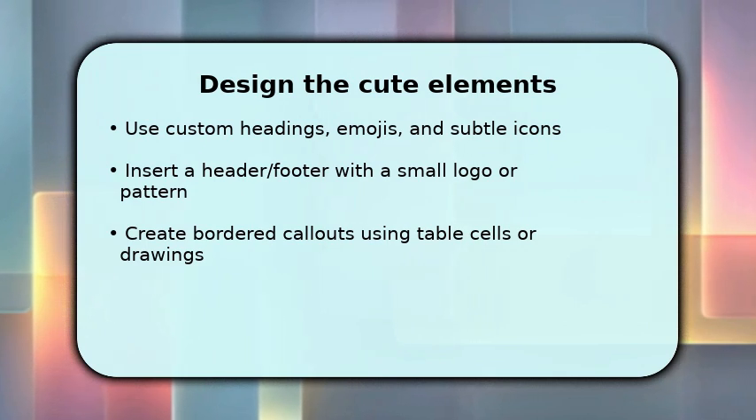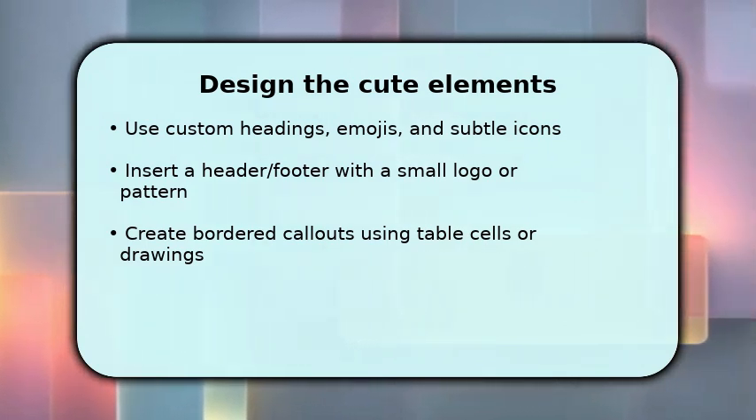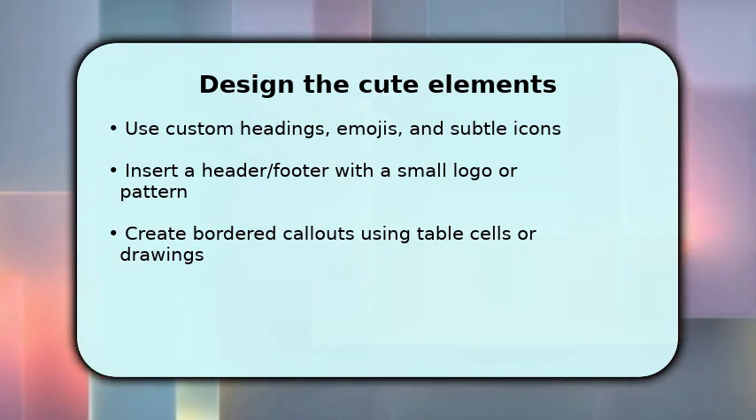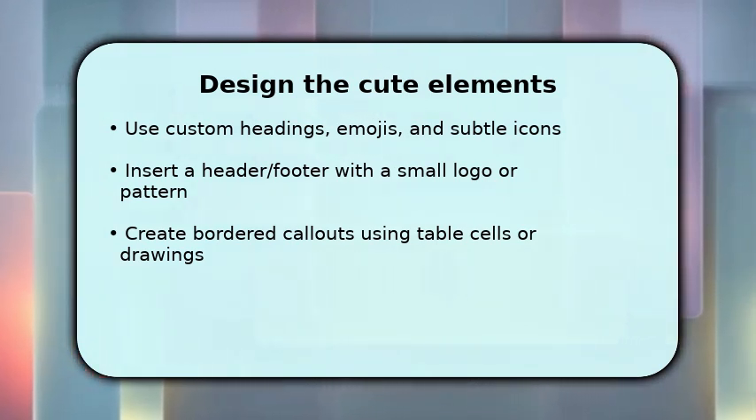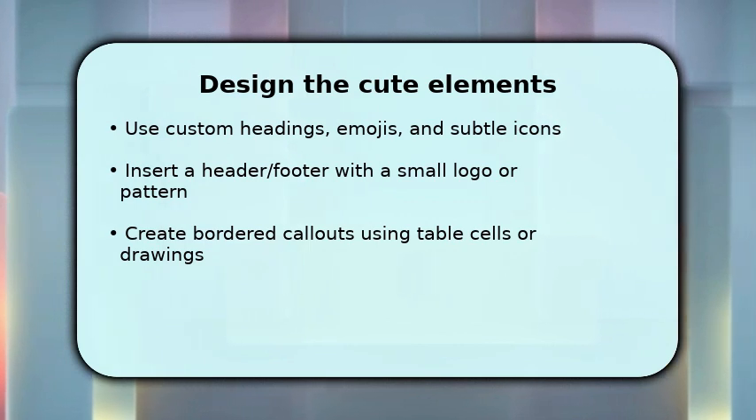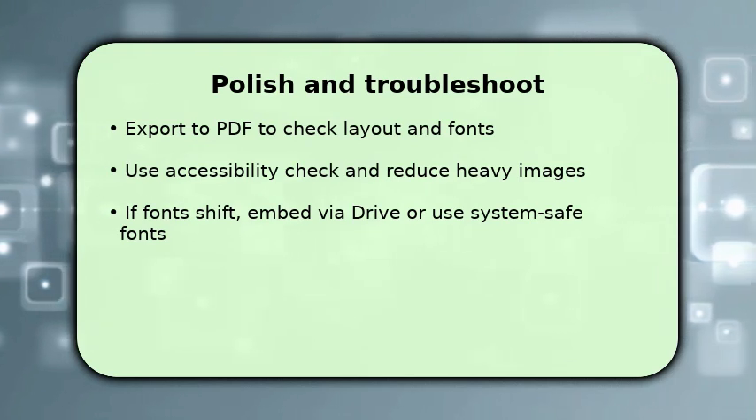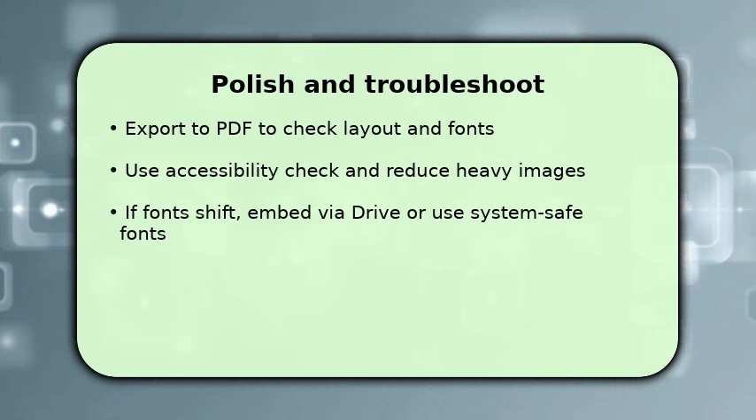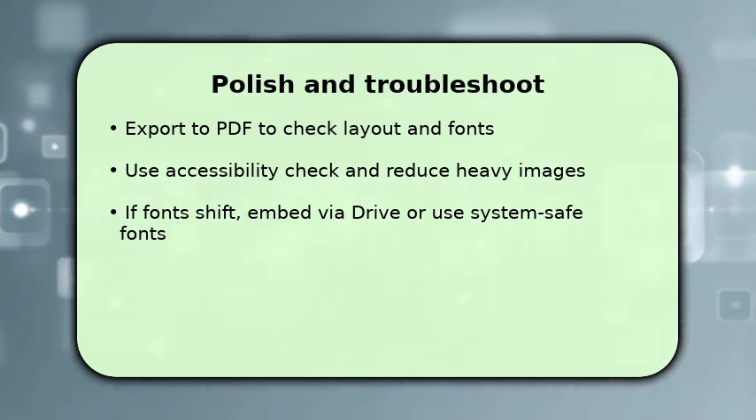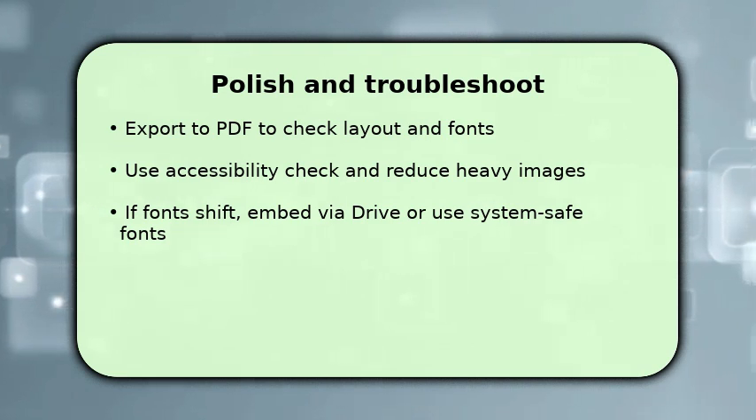For emphasis, create callouts by inserting a one-cell table or a drawing with rounded corners and a pale fill, then adjust padding. Make sure to align these elements consistently across pages so the document reads as a cohesive design. You finish by polishing spacing, checking contrast, and simplifying any overly ornate choices. Export to PDF to confirm layout and font fidelity, because what looks right in the editor might shift when shared.